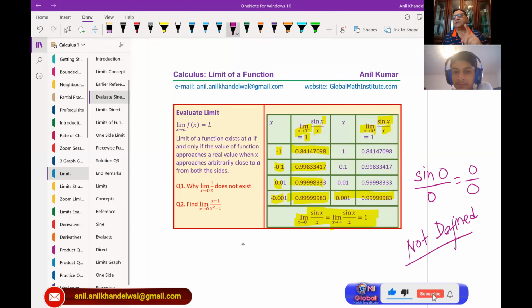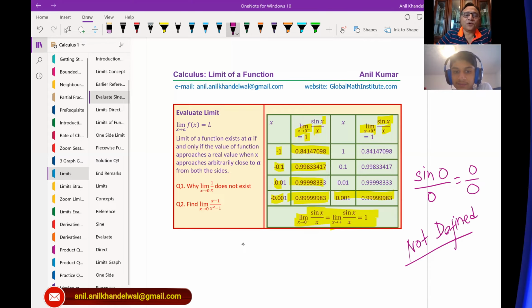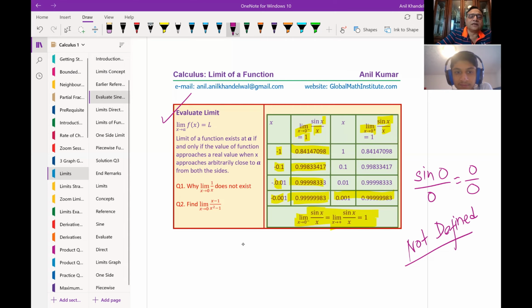However, we can find the limit, that we can approach a value which is 1. Do you see that? Correct. So that is what it is. Now, I'd like you to read once again what is written on the left side. The limit of f of x equals L when x approaches a. Limit of a function exists at a if and only if the value of the function approaches a real value when x approaches arbitrarily close to a from both the sides. Correct. Now, can you try question number 1?